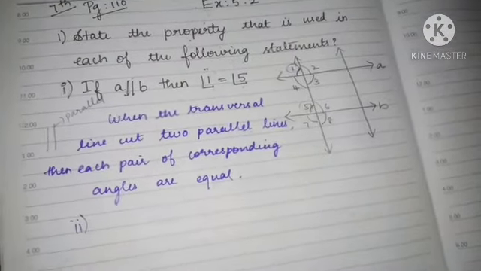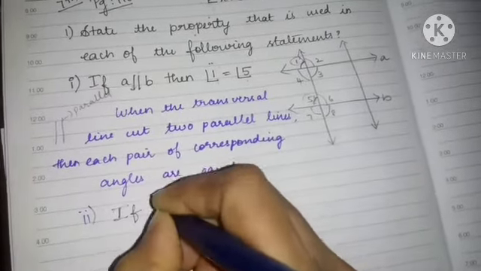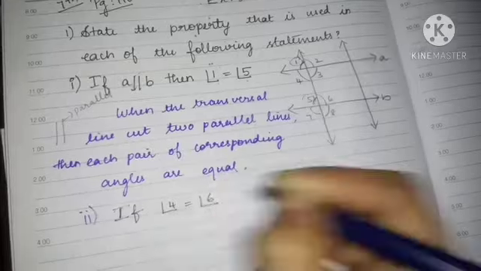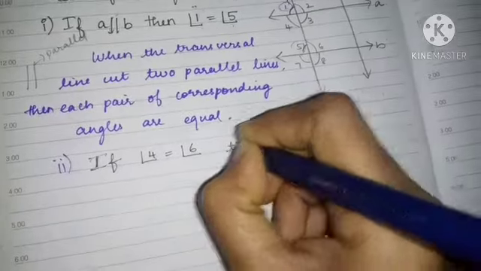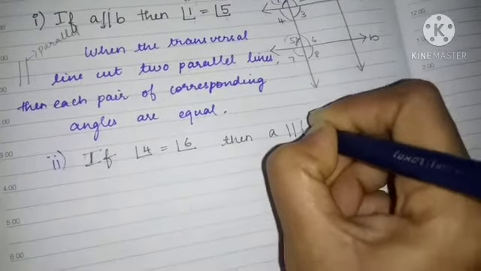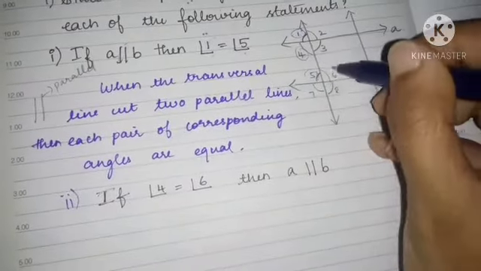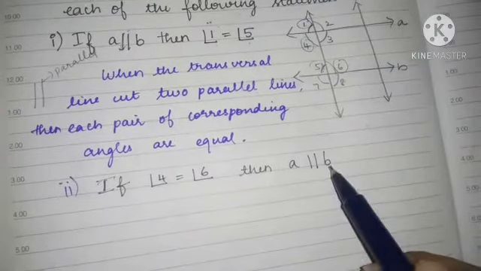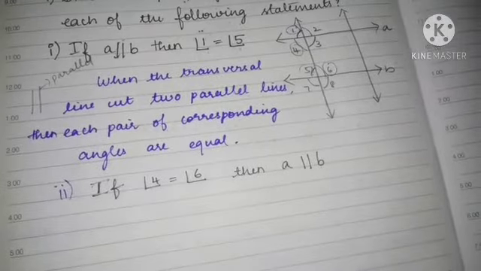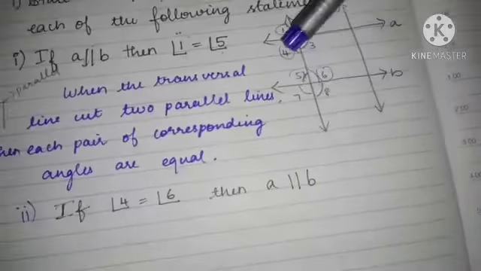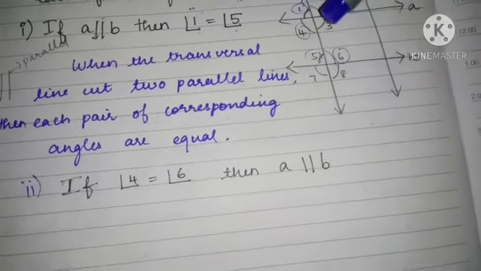Next, what is your second problem? If angle 4 is equal to angle 6, then A is parallel to B. If angle 4 is equal to angle 6, then we can say that A is parallel to B. When these two are equal, what angles are 4 and 6 actually, children? Alternate interior angles. So what property are we saying? Alternate interior angles are equal.